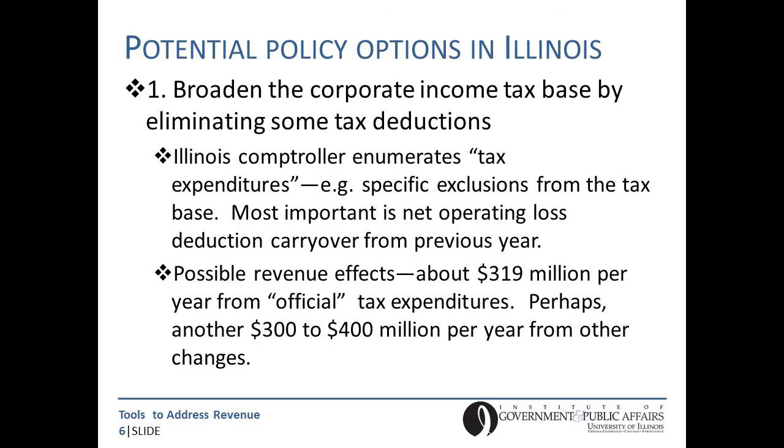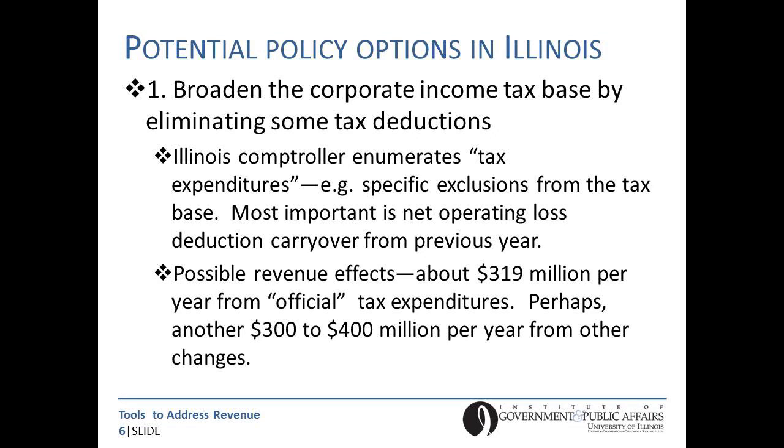Certainly in the discussion, Illinois has a large gap between projected spending and projected revenue, and one discussion has been about increasing taxes on business. Within this, I'm going to talk about three potential options for business taxes that we may want to consider. One issue that's discussed is the corporate income tax, and broadening the corporate income tax base by eliminating some tax deductions.